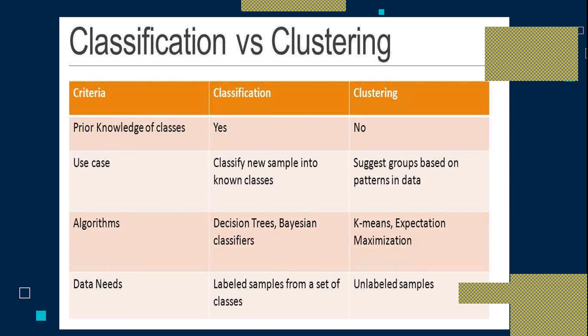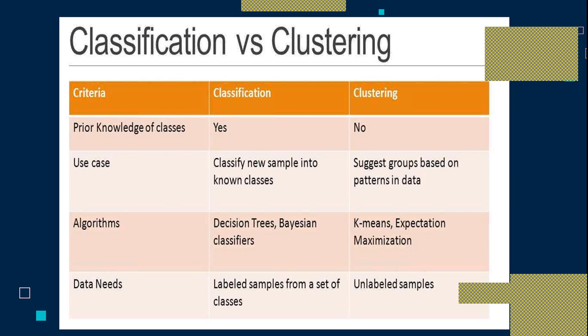For example, cat and dog. So you are making the one class for the cat category and you are making the class for the dog category. So there are predefined classes in classification. So you can say that there is a prior knowledge of the classes.